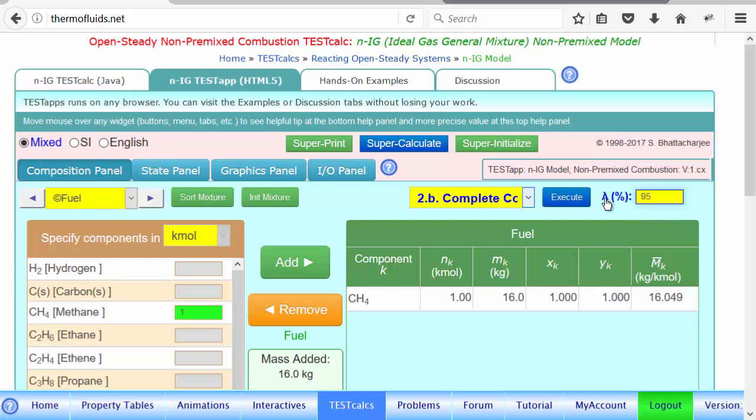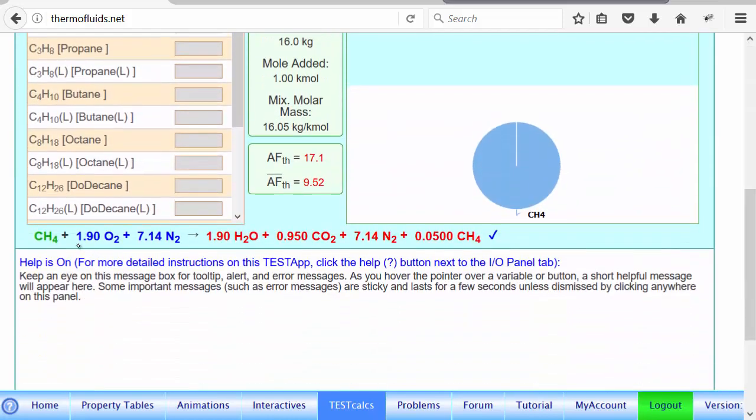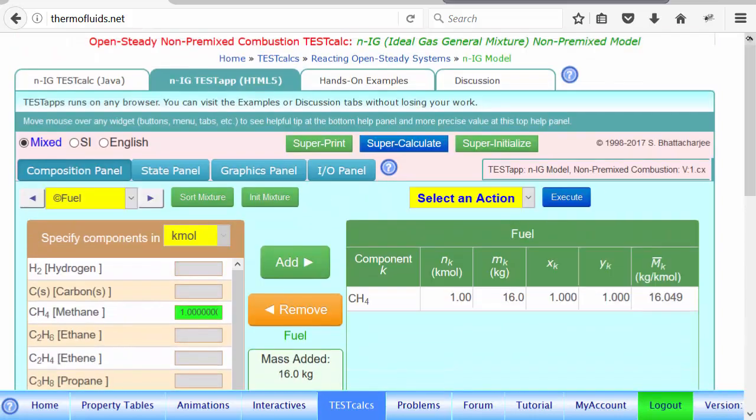What will happen now? As you can imagine, if there is less oxygen than we need, some methane will be left over after the reaction. As you can see, in this reaction some methane is left over. All the oxygen is consumed. Of course, nitrogen will be exactly identical on the reactant and product side, because nitrogen doesn't participate in a complete reaction. Okay, what other features do you want to illustrate?